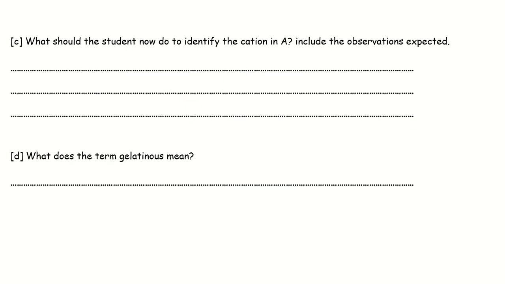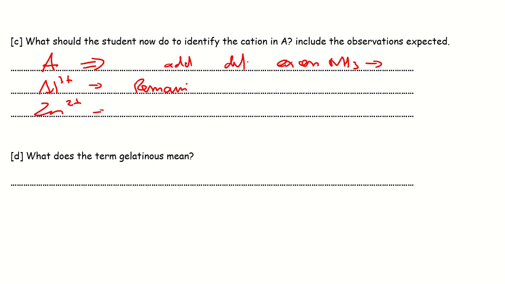The student would then have to take fresh solutions of A and dissolve them up in deionized water again. And they would then have to add dilute and excess ammonia. Okay, and if it was aluminium, the precipitate will remain in the excess ammonia, and if it is zinc 2 plus ions, the precipitate will dissolve to a colourless solution in the excess ammonia.